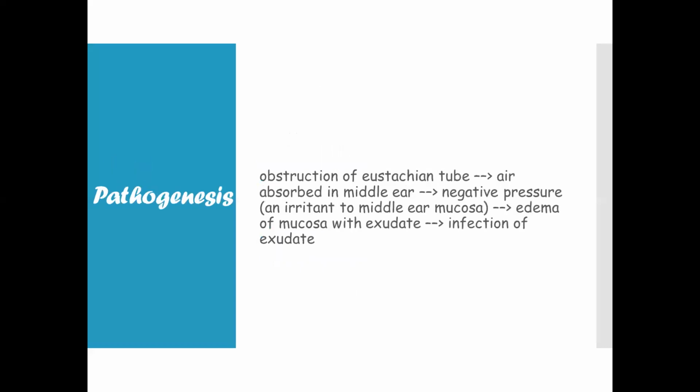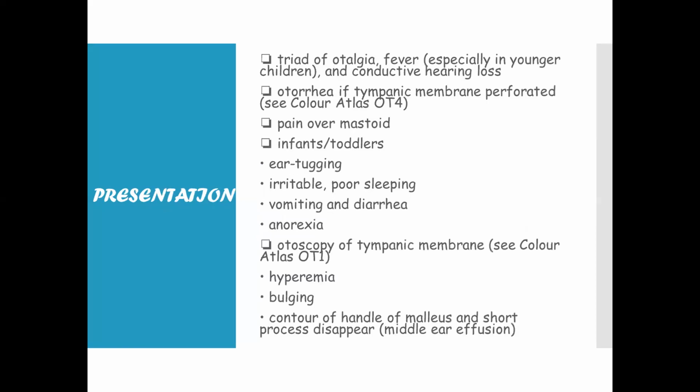So, what is the pathogenesis of acute otitis media? Basically, there's obstruction of the eustachian tube that leads to increased air being absorbed in the middle ear. This leads to the development of negative pressure, and negative pressure is an irritant to the middle ear mucosa. This leads to edema of the mucosa with exudate formation, and then there's infection of the exudate.